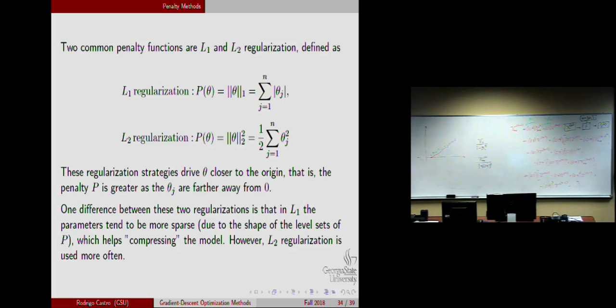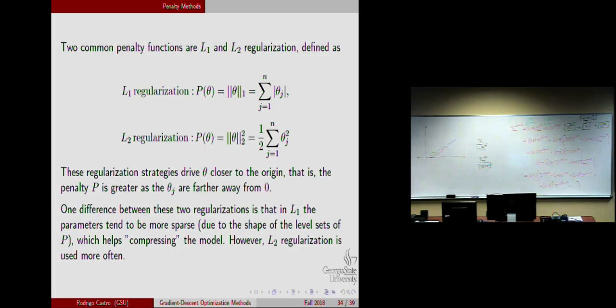So this label that I wasn't writing before is just to denote the type of norm. The L1 norm is denoted like this. The L2 norm is denoted like this, and we just take the square of it. So this is a square, and this is a label.